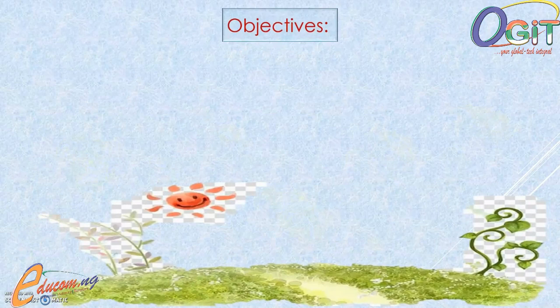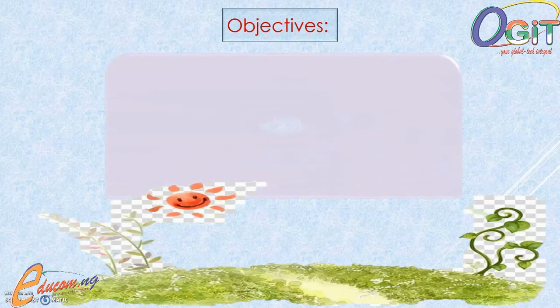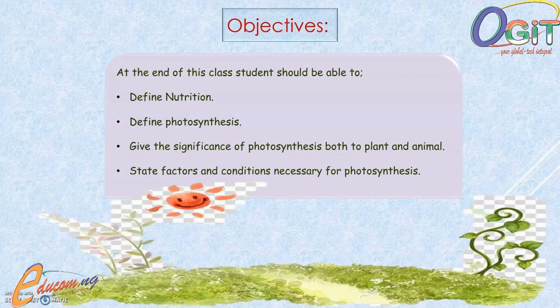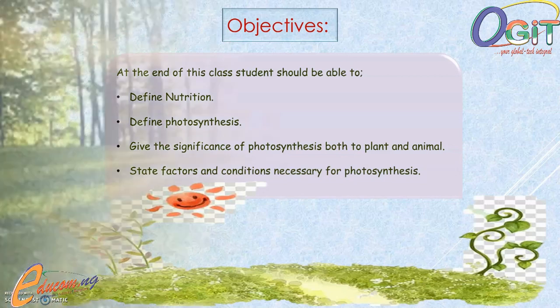To the objectives, at the end of this lesson you are expected to be able to define nutrition, define photosynthesis, give the significance of photosynthesis both to plant and animal, and lastly you are expected to be able to state the factors and conditions that are necessary for photosynthesis to take place.